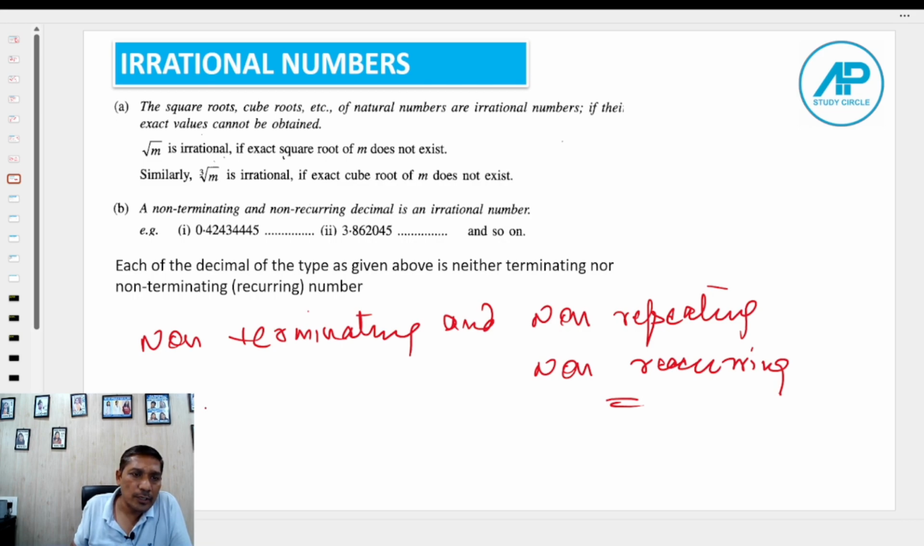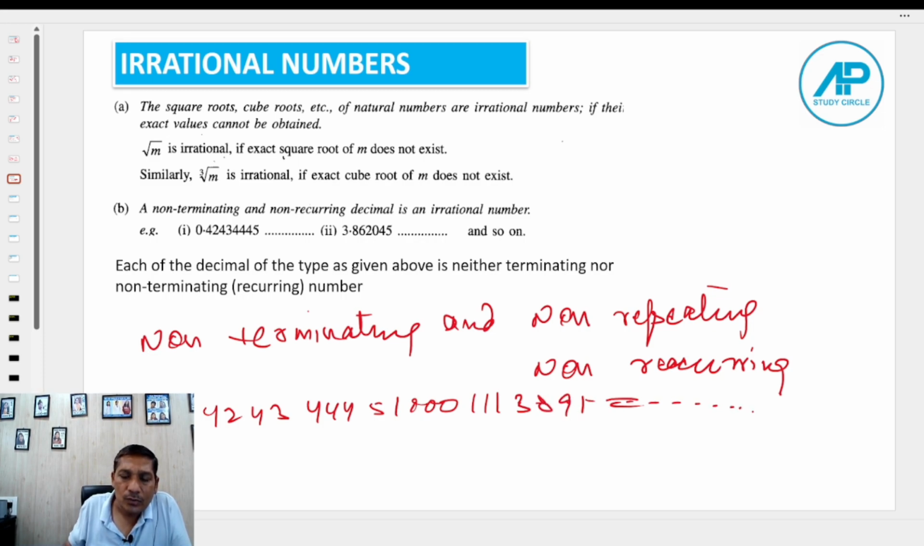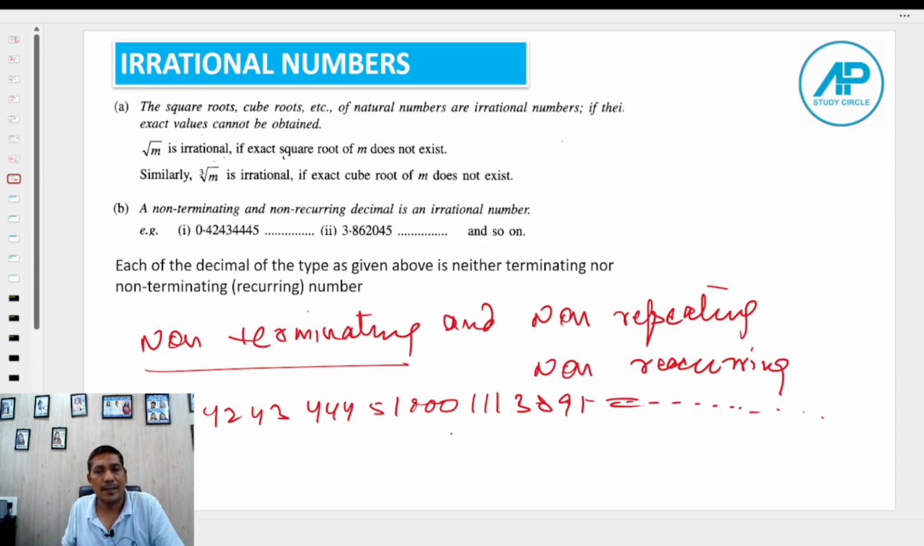I write the number here: 0.424344510001113891. Look, you go on, you carry on like this and it never comes to an end. Non-terminating decimals हैं, लेकिन कोई भी number repeat भी नहीं कर रहा है, नए numbers आ रहे हैं, पहले के बाद दूसरा नंबर नया आ गया है. Non-terminating है और non-repeating numbers हैं. Non-repeating, non-recurring decimal numbers जिसके भी बन जाते हैं वो सारे के सारे irrational numbers हो जाते हैं.